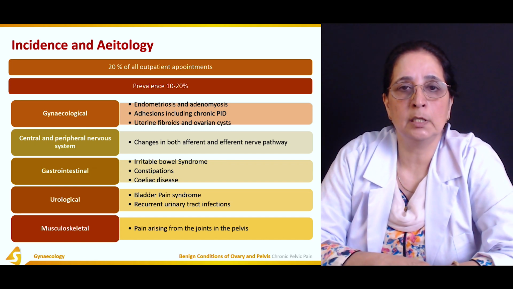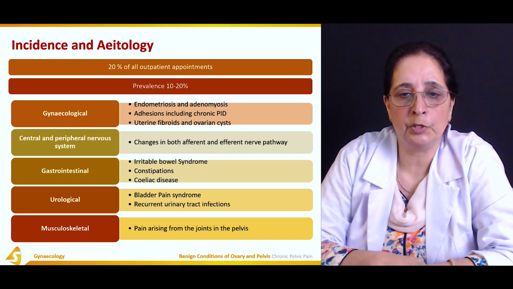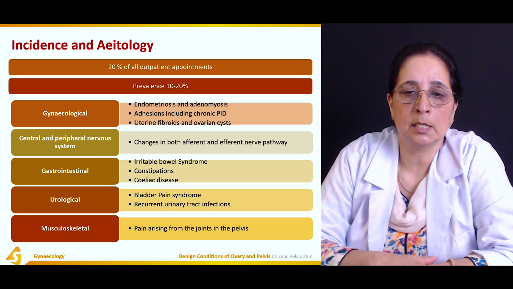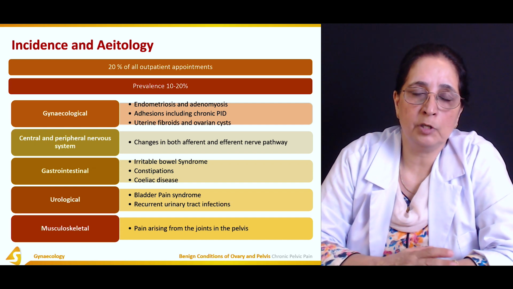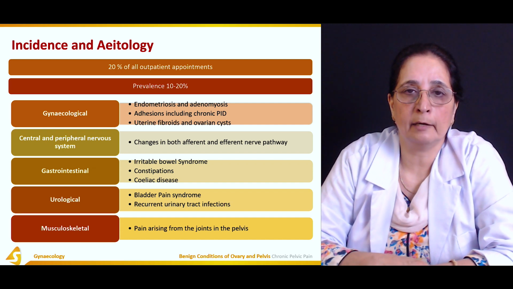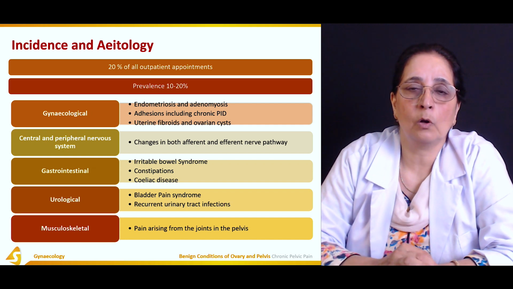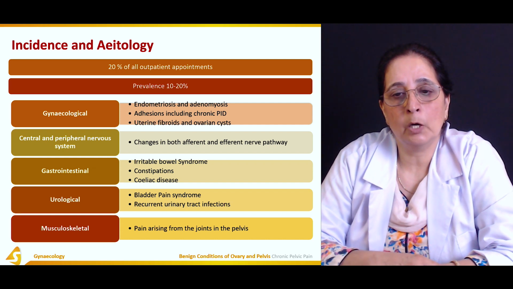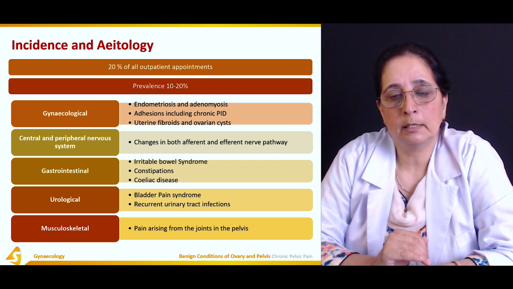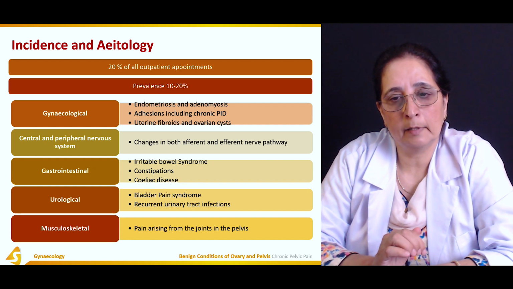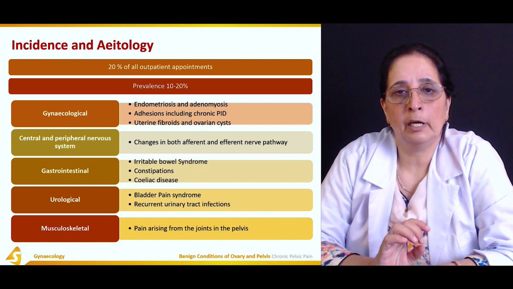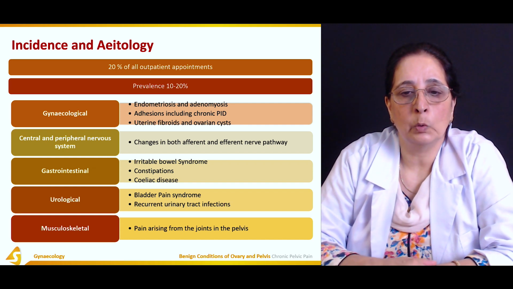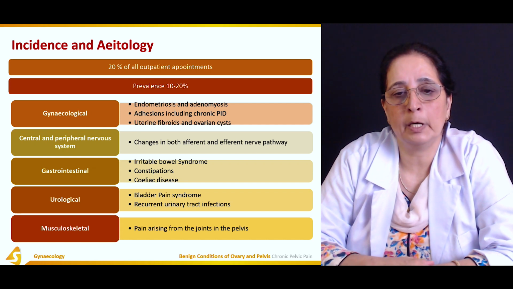Gynecological causes are usually endometriosis and adenomyosis. Endometriosis, when endometrium is present outside the uterine cavity, is a very common cause of pelvic pain or lower abdominal pain. And in adenomyosis, there is infiltration or invasion into the muscle layer of the uterus. So adenomyosis also presents with pelvic pain.